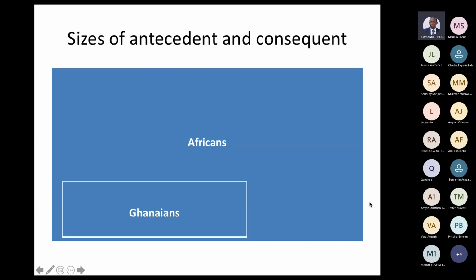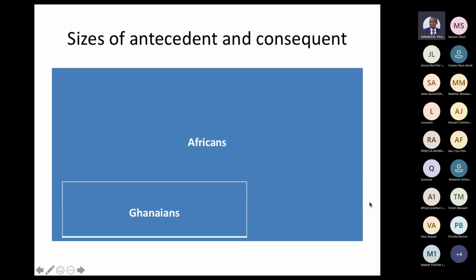Now, this is a box of Africans and a box of Ghanaians. The African box is bigger than the Ghanaian box. If you say Peter is a Ghanaian, automatically he's an African because Peter is in the African box. But if you say Peter is not a Ghanaian, you can't say he's not an African because there are other areas in the African box apart from the Ghanaian box.